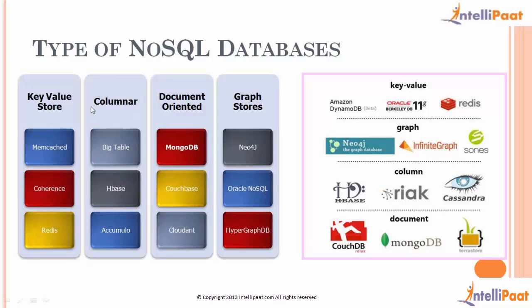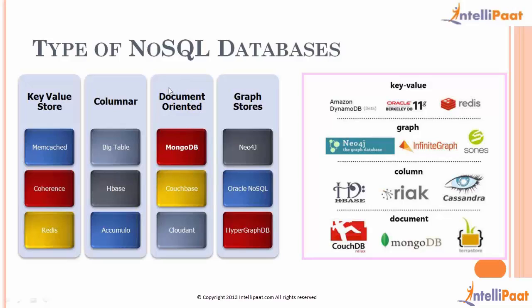Columnar, same. This is mainly used for analytical activities. If you have millions of rows, billions of rows and millions of columns, then you can go for this, and this gives you the facility for fast analytics, fast read and write operations. So every category has a different kind of use case, by the way.